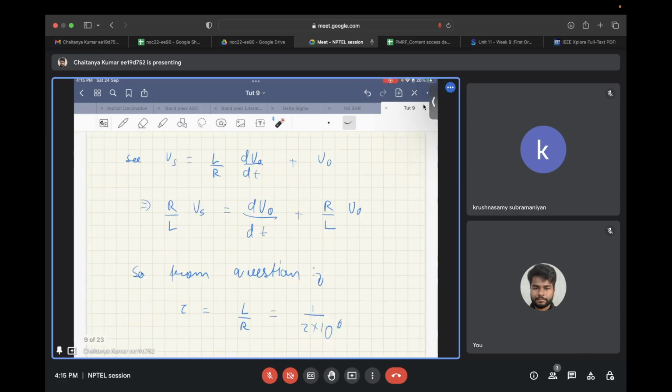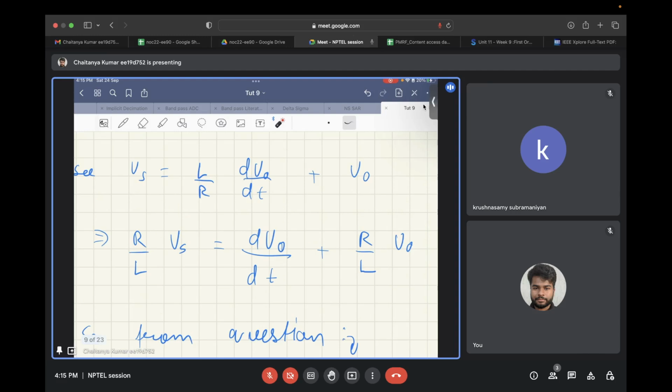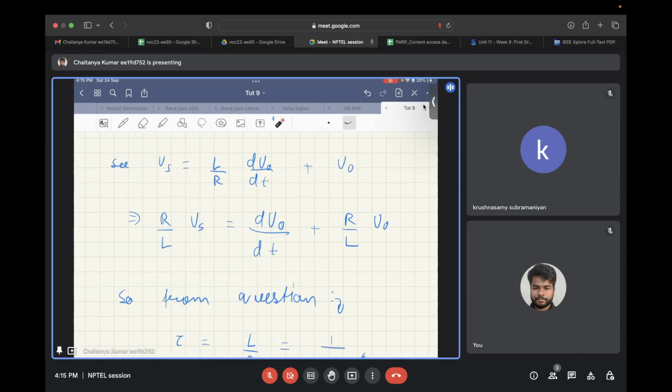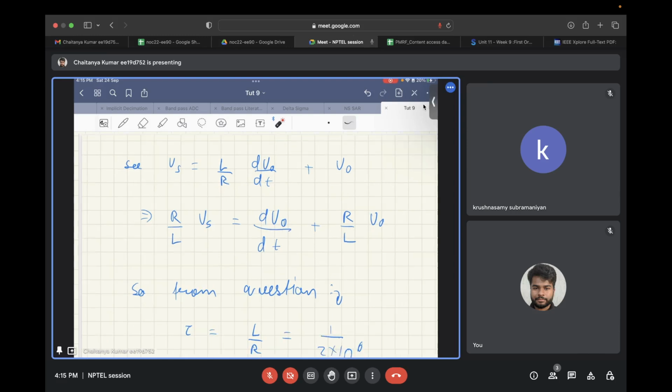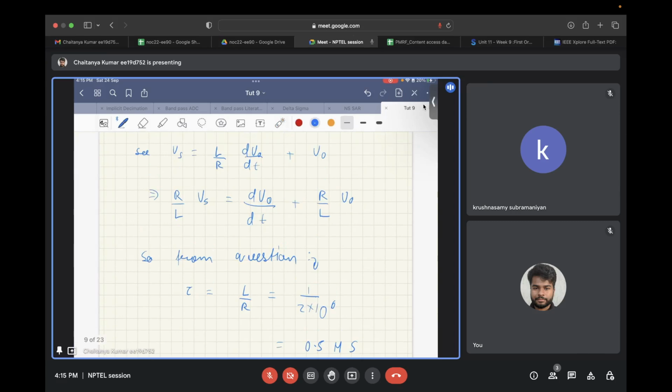So from there, what you get is Vs is equal to L by R times dV naught by dt plus V naught. If you multiply this complete equation by R by L, this is what you get: R by L times Vs is equal to dV naught by dt plus R by L times V naught. Again, in the question, the differential equation was given in this form, that is 2 into 10 to the power 6 Vs is equal to dV naught by dt plus 2 into 10 to the power 6 V naught.